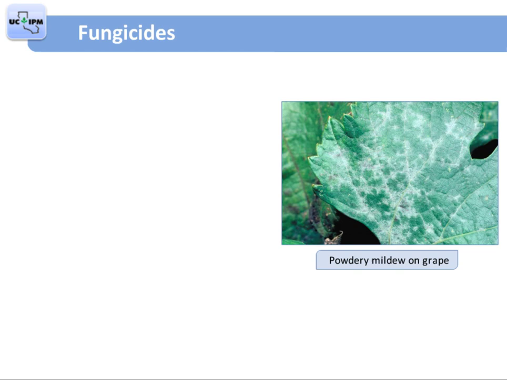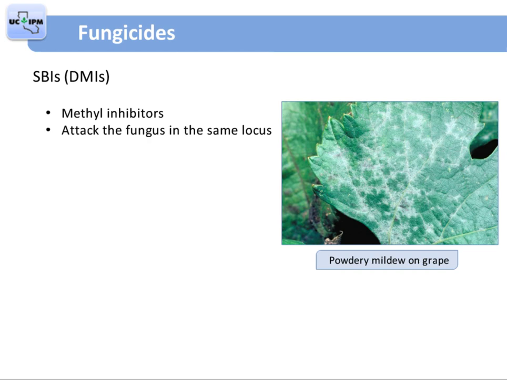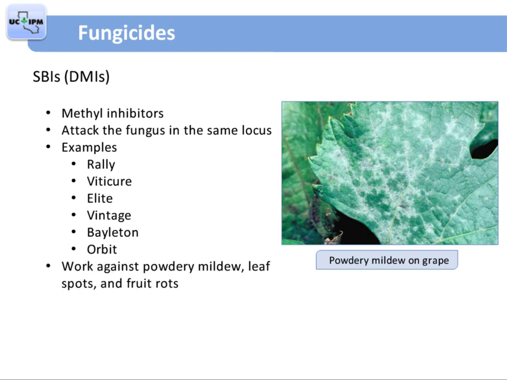Let's start out by taking a brief look at some of the different fungicides, and then we'll go into a little more detail. We have the SBI types, also called the DMIs. The DMIs are demethylation inhibitors. There are some differences in chemistry, but they all attack the fungus in the same locus. Some examples are Raleigh, Vidicure, Elite, Vintage, Balaton, Orbit, and a number of other materials. This group works well against powdery mildew, leaf spots, and fruit rots. If there is high disease pressure and you use these materials over and over, there's a good chance you're going to get some resistance development.